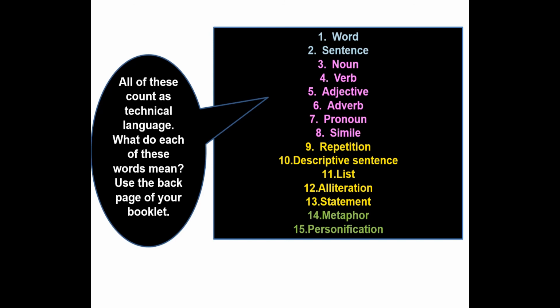Word and sentence are the very, very easy ones. The ones in purple are a little bit harder: noun, verb, adjective, adverb, pronoun, simile. Then we go on to the ones that are more likely to appear in your Year 9 test, things like repetition, descriptive sentences, lists, alliteration, statements, metaphors, and lastly personification.